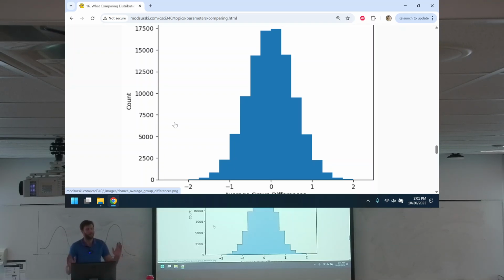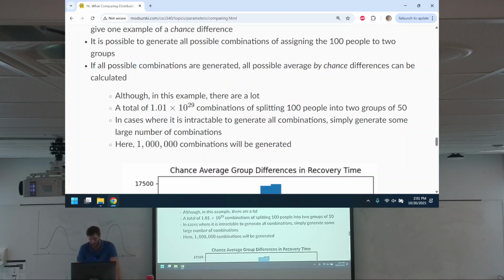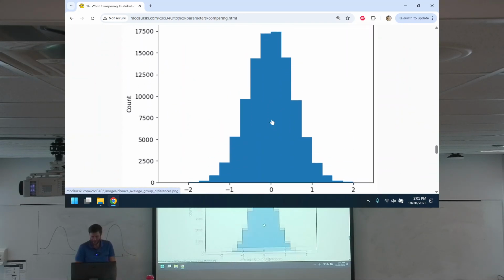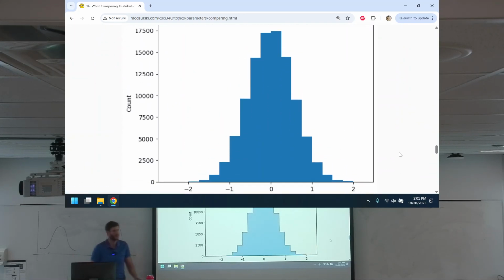This is not a plot of a distribution like before. Before, it was individual recovery times from the two groups. Now what I've done is, assuming I could shuffle and randomize the groups some hilariously large number of times, which in the case of 100 people to two groups, there's 1.01 times 10 to the 29 combinations. There's a lot. But imagine we can do every single one for the two groups and calculate their difference.